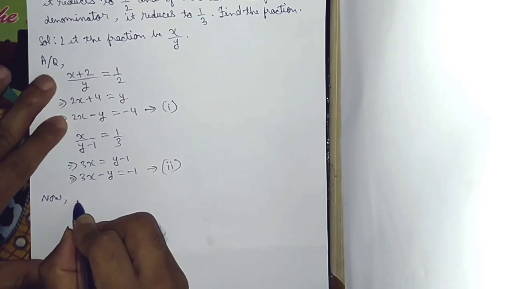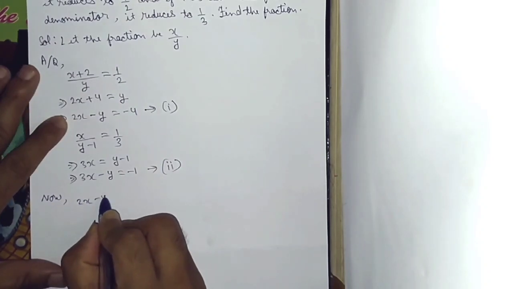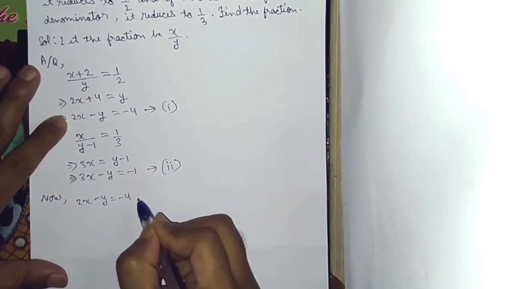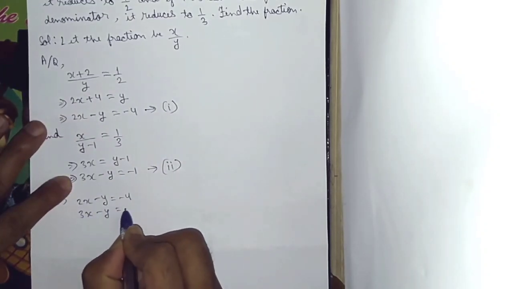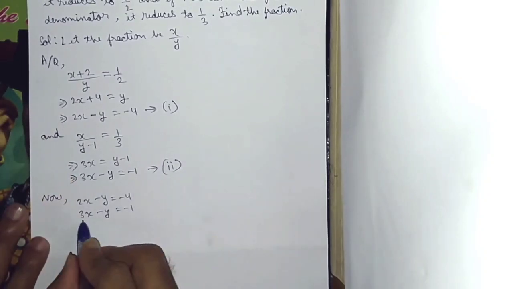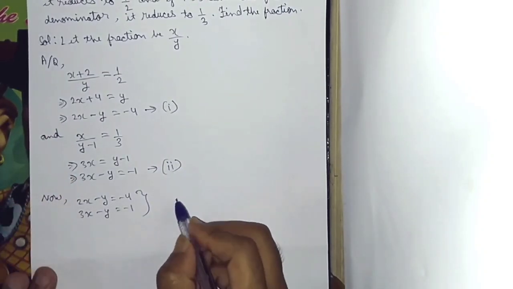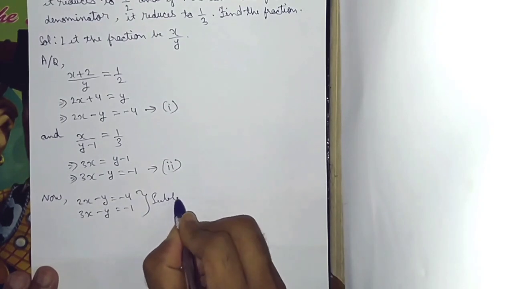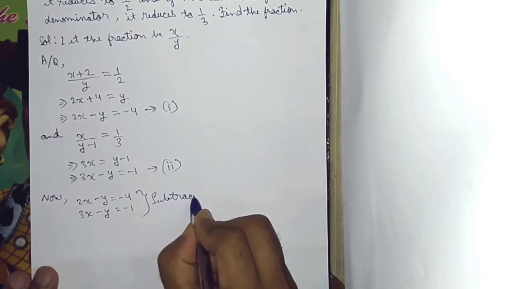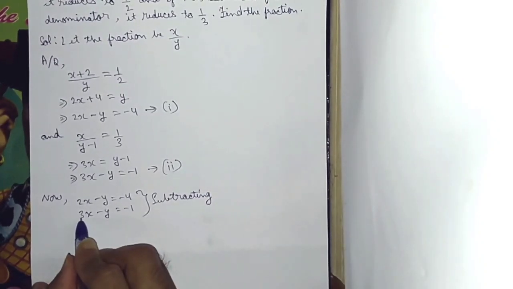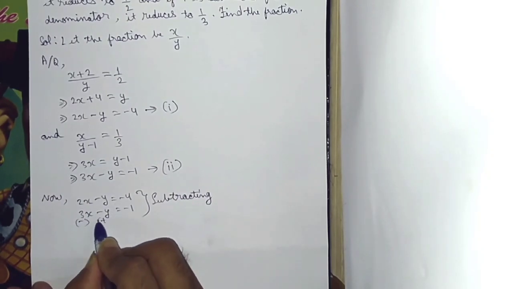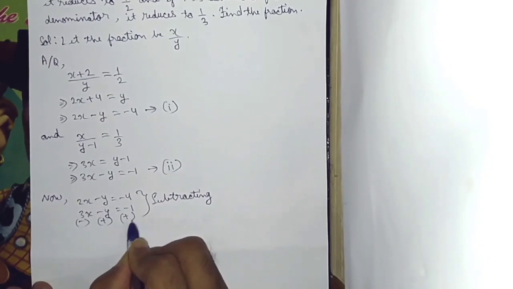The first equation is 2x minus y equal to minus 4. The second equation is 3x minus y equal to minus 1. Subtracting one from the other, we change the signs of the second equation: minus into plus is minus, minus into minus is plus.